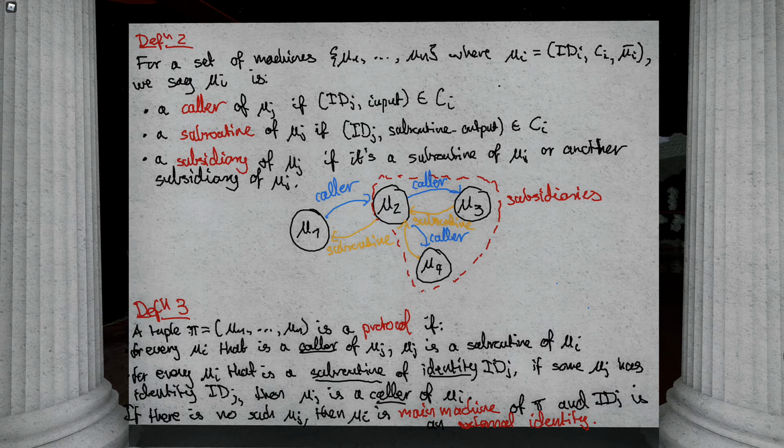So in this picture that I have here, mu1 might be a subroutine of ID E for the environment. But this is not a machine that's in the protocol. It's just an identity. It's an external identity that's floating in the ether. And then mu1 becomes a main machine. Questions, Dan?